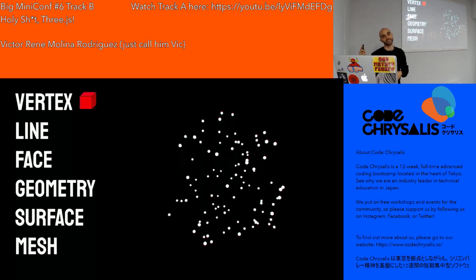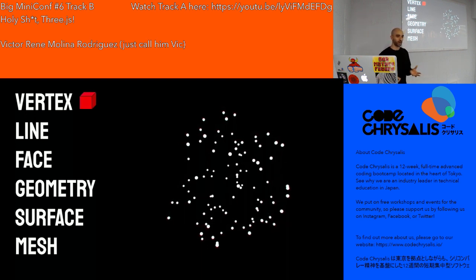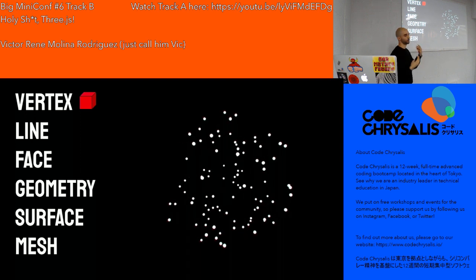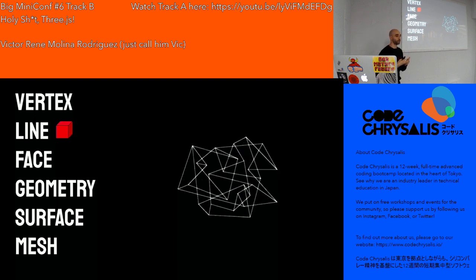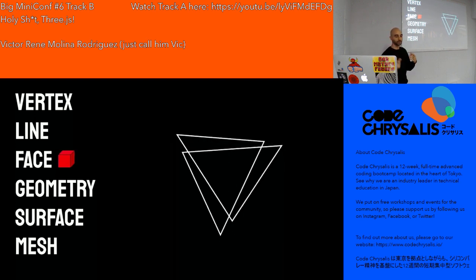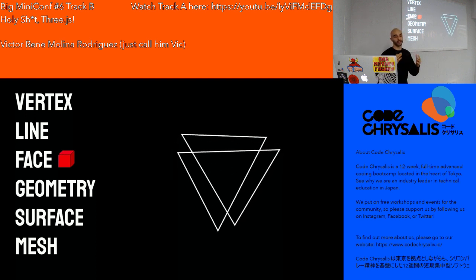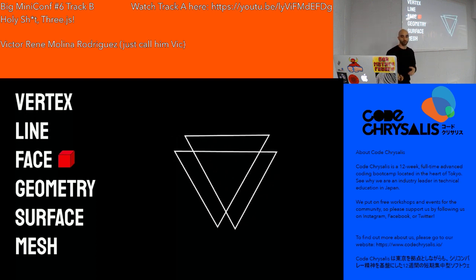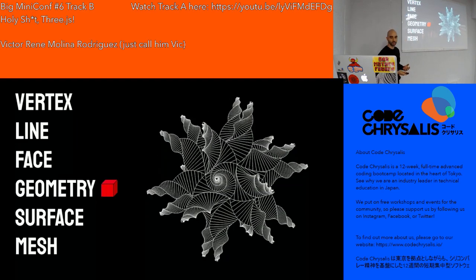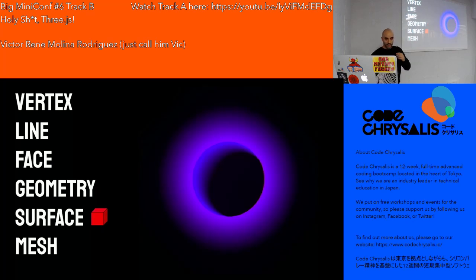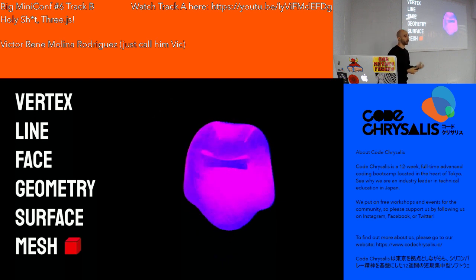A vertex is a coordinate in 3D space, maybe a 3-dimensional vector of x, y, and z. A line or edge is a connection between 2 vertices. A face is a connection between 3 vertices, making up a triangle, which is a primitive in the 3D world. A geometry is a collection of faces. A surface is a description of how those faces interact with light and how it will reflect it or not. And a mesh is a combination of a geometry and a surface.